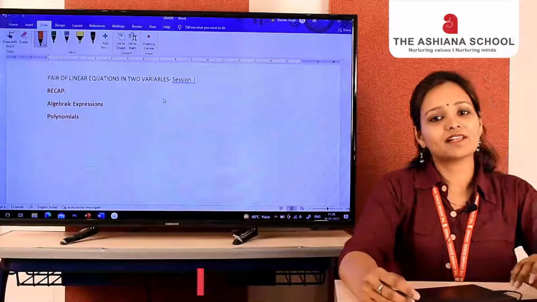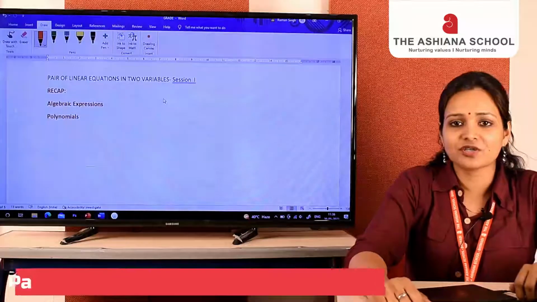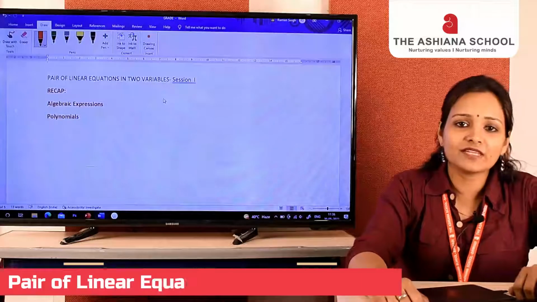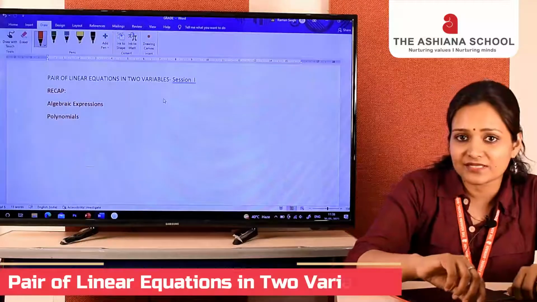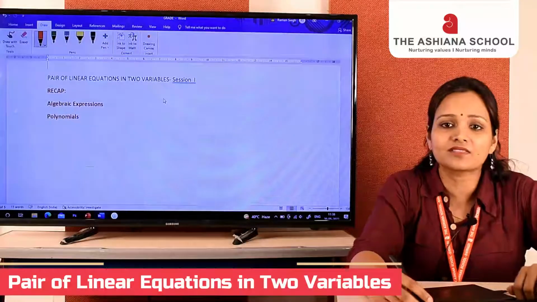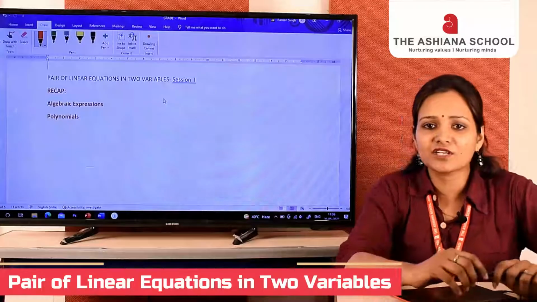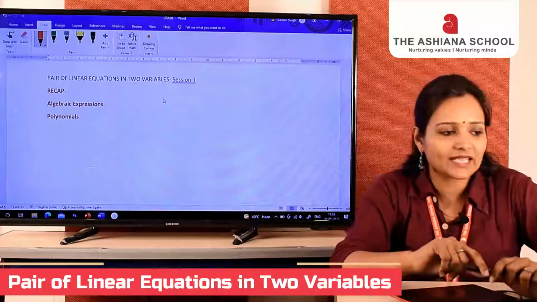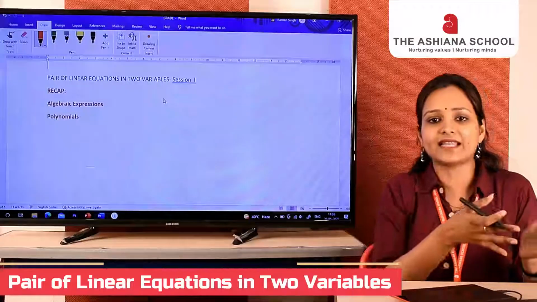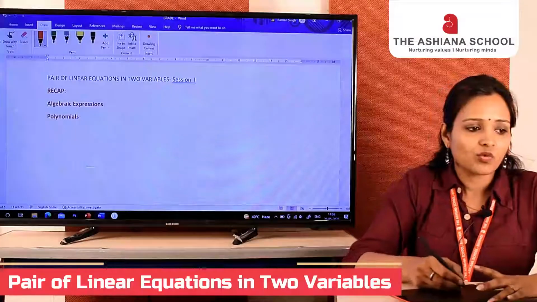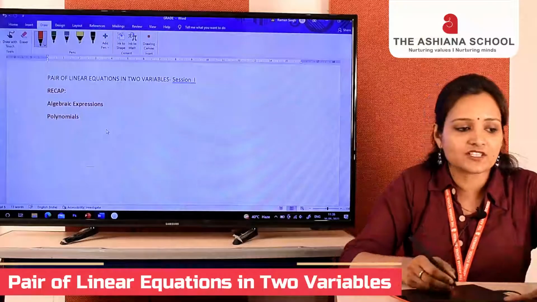So today I welcome you to the first session of the topic pair of linear equations in two variables. Children, this is chapter 3 of class 10th mathematics. So before we start with the new topic, let's have a quick recap of what we have studied in grade 9th. To start with, what are algebraic expressions?